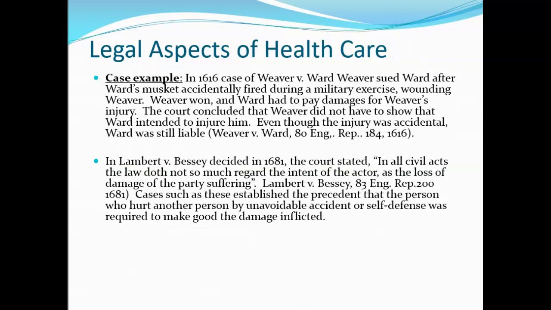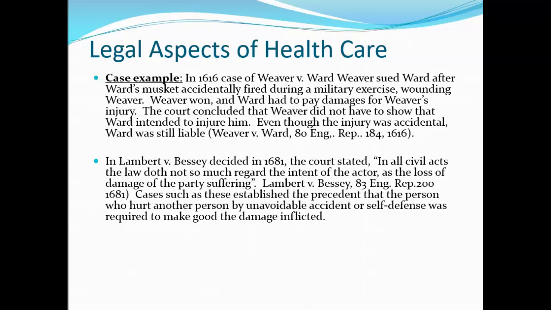So what does all of this mean? Well, let's look at a case example. In 1616, in the case of Weaver versus Ward, Weaver sued Ward after Ward's musket accidentally fired during a military exercise, wounding Weaver. Weaver won, and Ward had to pay damages for Weaver's injury. The court concluded that Weaver did not have to show that Ward intended to injure him. Even though the injury was accidental, Ward was still liable.